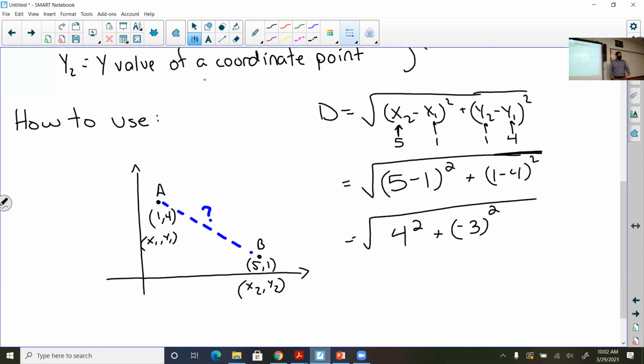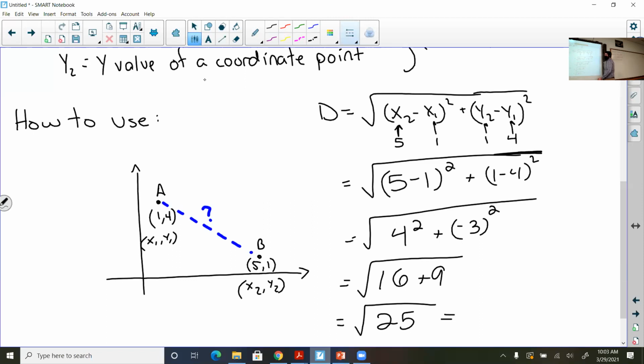And I did say you're not going to have any negatives because at this point, when I square those two values in my radicand, I get 16 plus 9, which is the square root of 25. And when we can simplify, meaning when you see a perfect square, please do so.